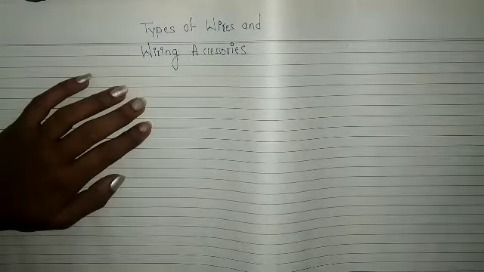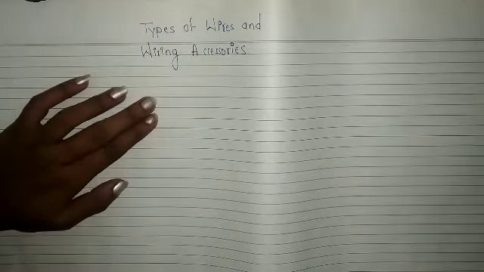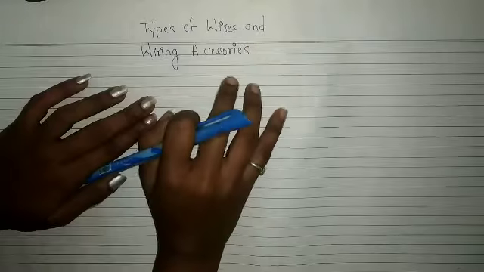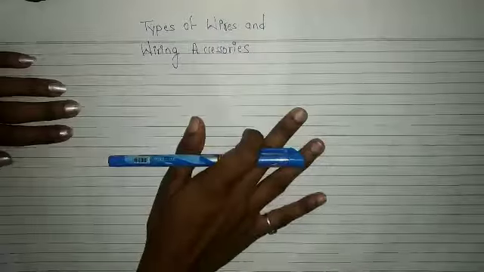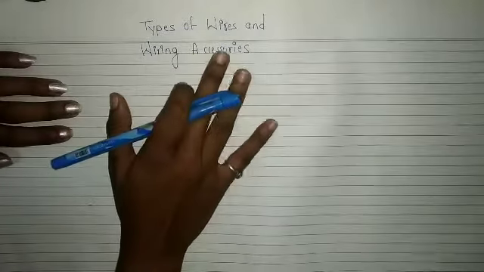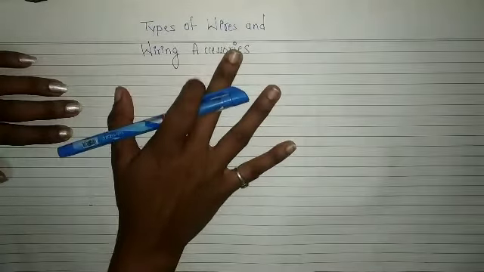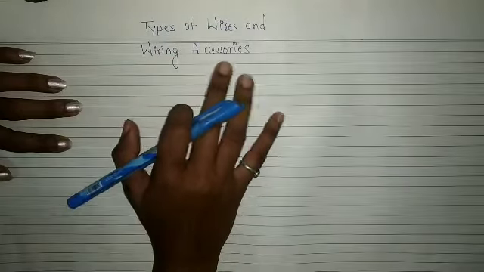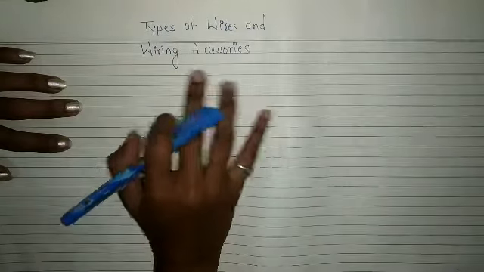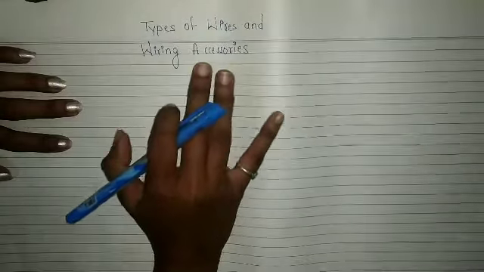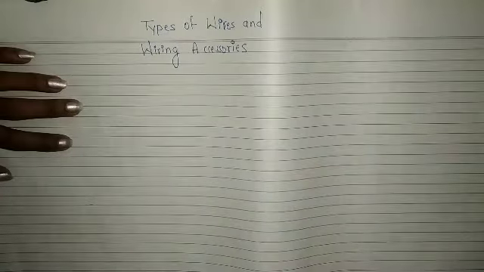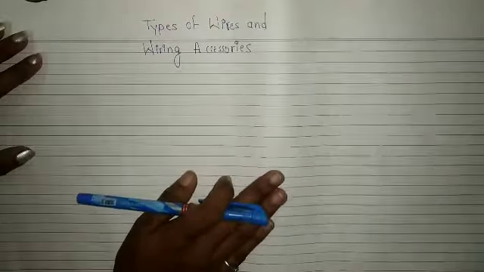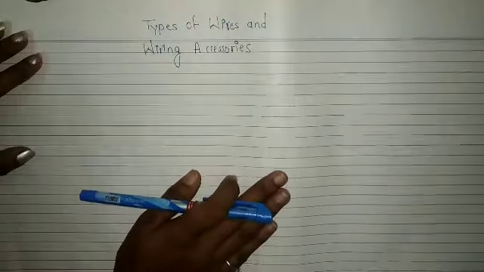So starting with your chapter number 5, and your chapter name is types of wires and wiring accessories. In this chapter we'll learn what are the different types of wires, and what are the necessary tools that are used for wiring or accessories used for wiring. Okay, so introduction. So wiring components are commonly used as follows.